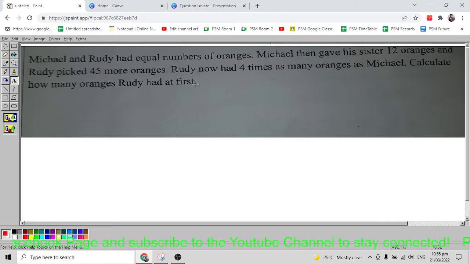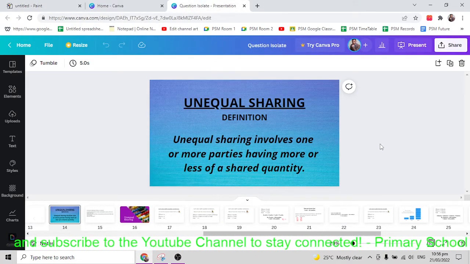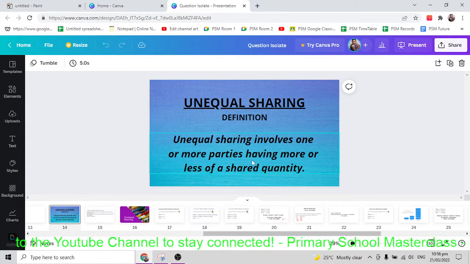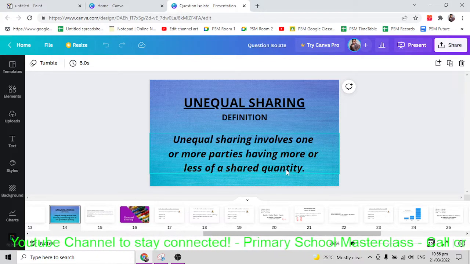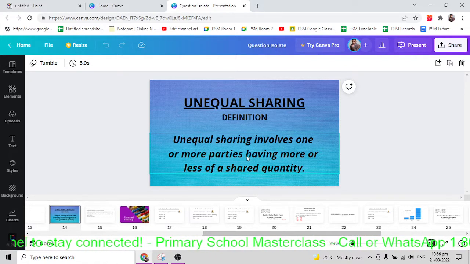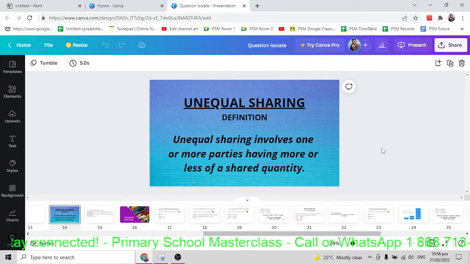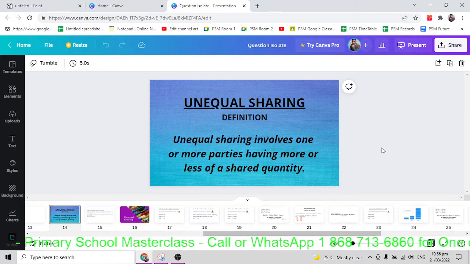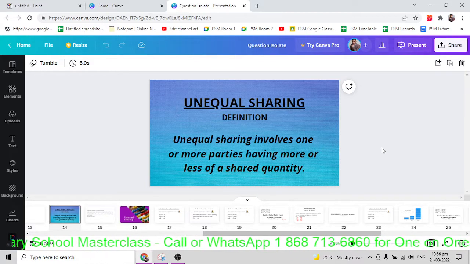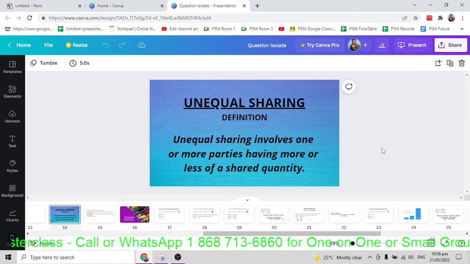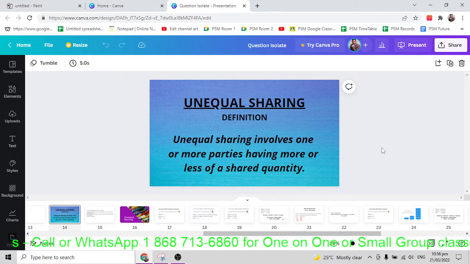So this question deals with unequal sharing. A little bit of revision with unequal sharing. Unequal sharing involves one or more parties having more or less of a shared quantity. I'll read that again. Unequal sharing involves one or more parties having more or less of a shared quantity. So you guys know how, when you order a pizza, the pizza is divided, well, should be divided into equal slices, so everyone gets an equal piece. That's not the case with unequal sharing. With unequal sharing, someone always gets more than someone else.